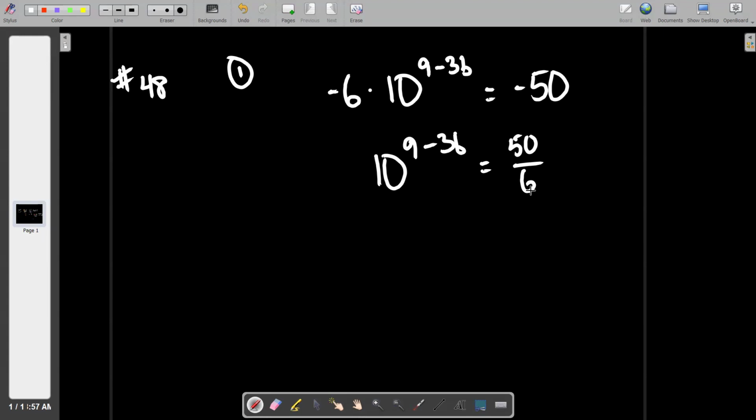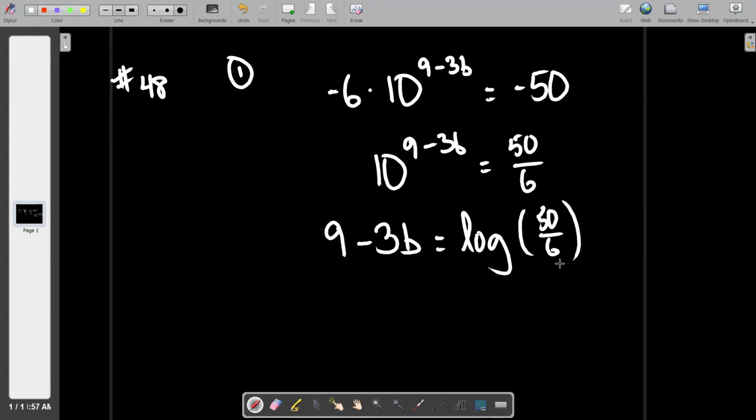So what are we doing to both sides right now? We're going to log both sides. So what's it going to look like after we do? It's just going to be 9 minus 3b equals the log of 50/6. And you understand that's because the log of 10 goes away, right? Okay, good. So then we have the log over here. So this is a proper amount of work to show. It's at this point that I would expect to not see anything else.